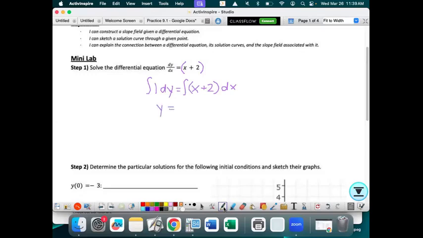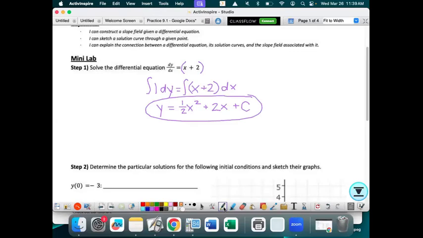On the right side, the antiderivative would be 1/2 x squared plus 2x. Keep it general, there should be a plus c. Remember, you're going to keep it general on this side with your independent variable. That is our solution for our differential equation.